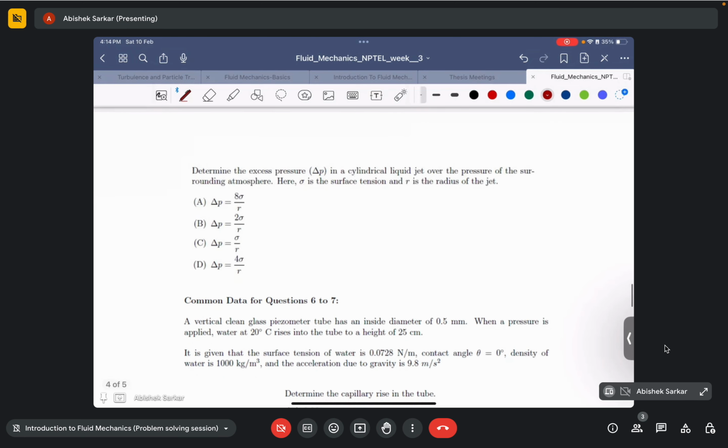I hope this question is again very conceptual. It's a one line answer. If you know the answer, you can just tell me. Determine the excess pressure in a cylindrical liquid jet over the pressure of the surrounding atmosphere. Here sigma is the surface tension and r is the radius of the jet. I guess this is again very simple. Can you tell that? I just discussed it in the lecture today, in the session itself. Sigma by r. Yes.